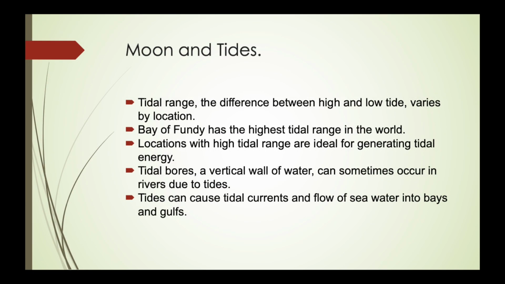Tidal range, the difference between high and low tide, varies by location. Bay of Fundy has the highest tidal range in the world. Locations with high tidal range are ideal for generating tidal energy. Tidal bores, a vertical wall of water, can sometimes occur in rivers due to tides. Tides can cause tidal currents and flow of sea water into bays and gulfs.